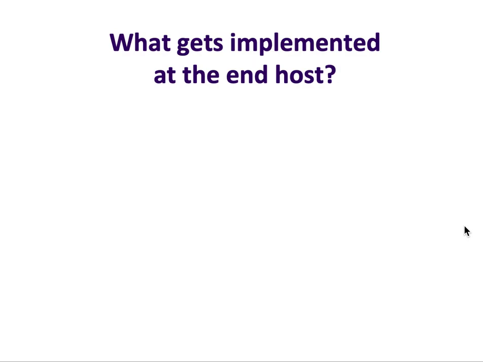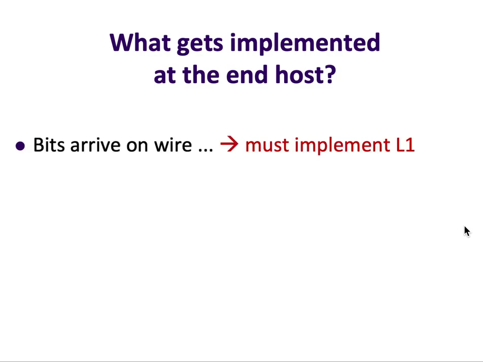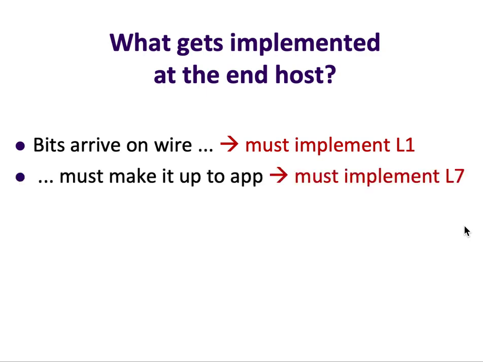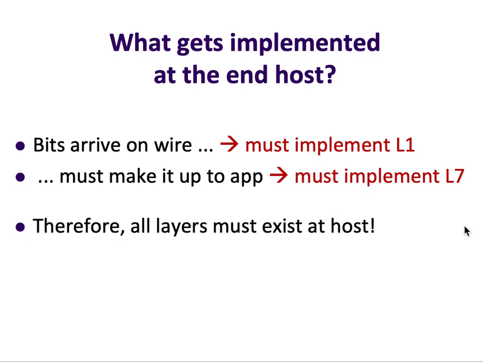Does the end host have to be able to put bits on the wire? You're nodding your heads? Yes. Right? If I stick an Ethernet cable into my laptop, I expect my laptop to be able to actually send data over that Ethernet link, which means it must know how to put bits on the wire. And so bits arrive on the wire at your laptop or at your phone, which means you have to implement L1. And we also know we're running applications at the end host, so we know we're running L7. We have a strictly layered architecture. This means you have to implement all layers at the end host, all the way from picking bits up off the wire to handing it to an application. So all layers run at the end host.